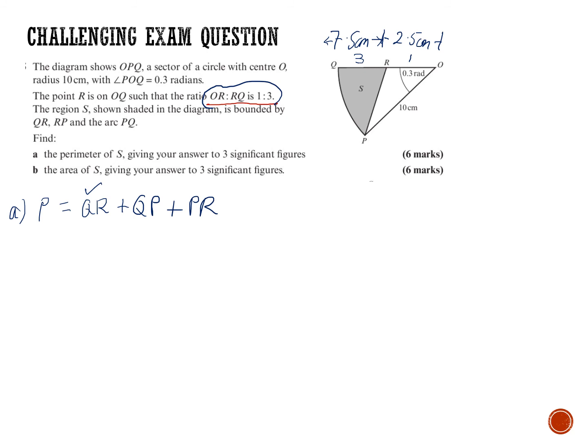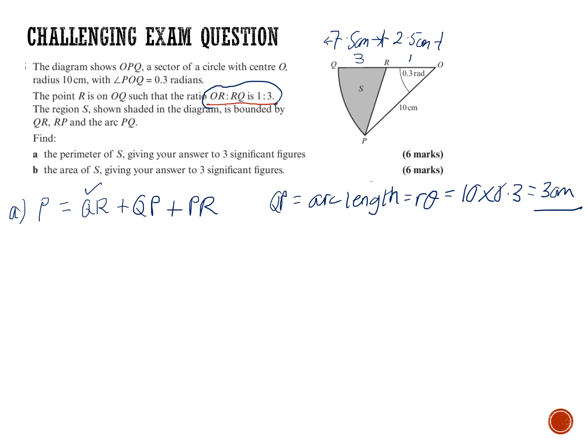QP is an arc length, so let's work that out. QP is an arc length, which is r theta, which is 10 times 0.3, which is 3 centimetres. Okay, so we have QR, we have QP, we need to work out PR. Now let's have a look at how we work out PR.